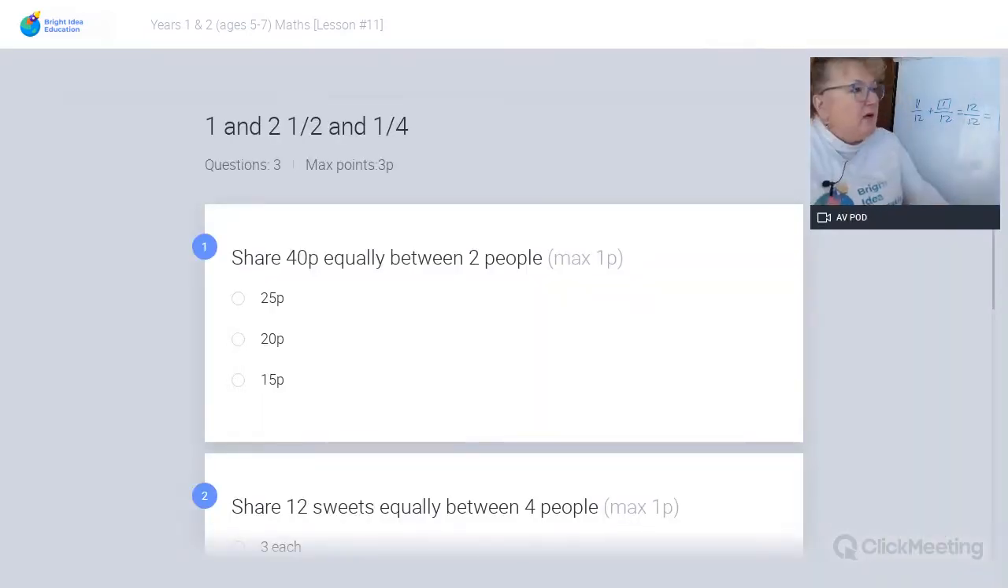So you are looking first of all at sharing 40p equally between 2 people. Then you are looking at sharing 12 sweets equally between 4 people. Now we just did that one. We just put 12 into 4 equal groups. Can you remember how many were in each equal group? And then if you put 20 into 4 groups, 4 fives are 20. Just think about how you can use your times tables to help you.